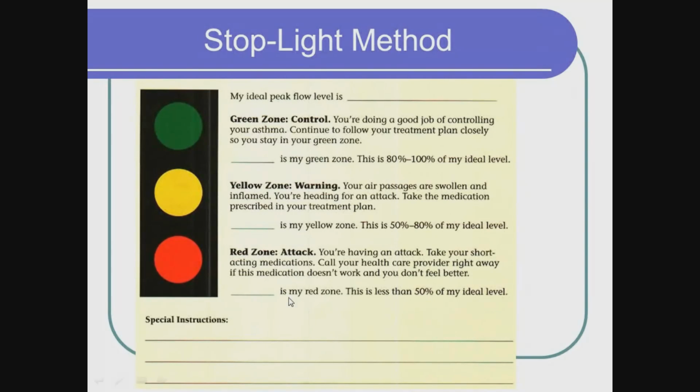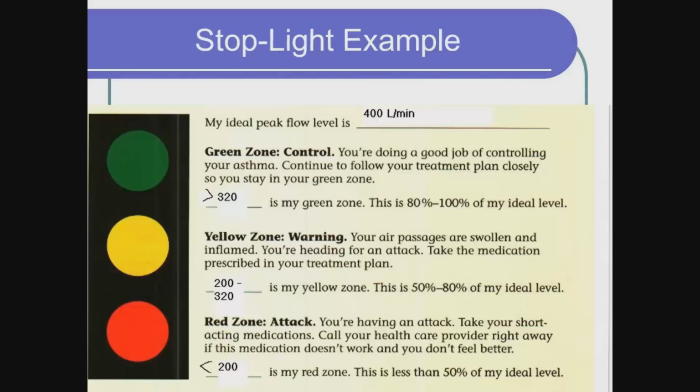And red zone is where you truly are having an attack. It's less than 50% of personal best, and that means you need to seek medical attention. So it gives the patient an ability to control their own asthma, much in the same way that a diabetic, based upon a glucometer, would be able to alter their dosage of insulin. Okay, so green, yellow, red. It's an upside down traffic light, if you want to think of it that way.